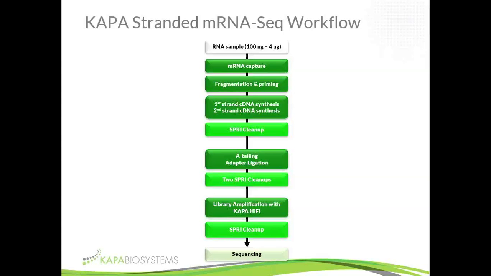KAPA HiFi will stall when it encounters the uracil base that is incorporated into the second strand, thereby preventing amplification. Therefore, during PCR, the only strand that is fully and completely amplified is the first strand. Strandedness is then maintained by the directionality of the adapters, as the P7 adapter will be on the 3' end of the cDNA strand.